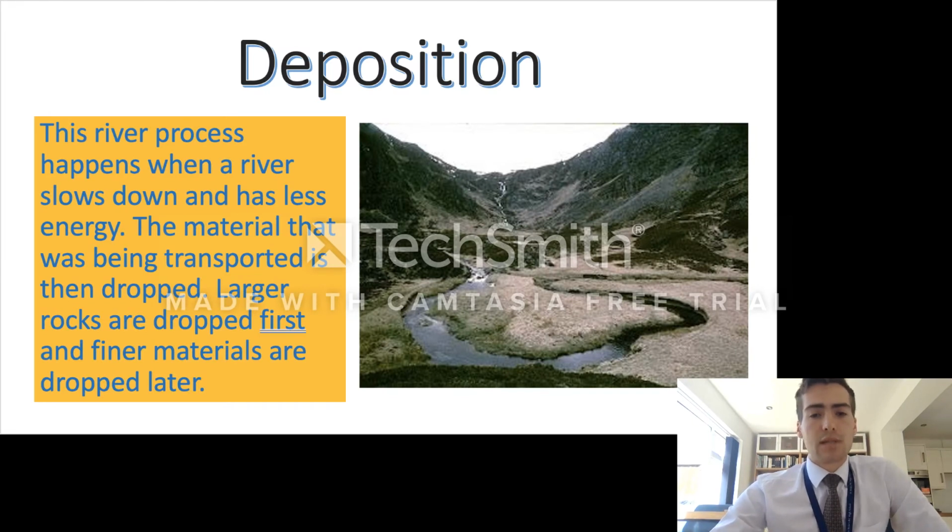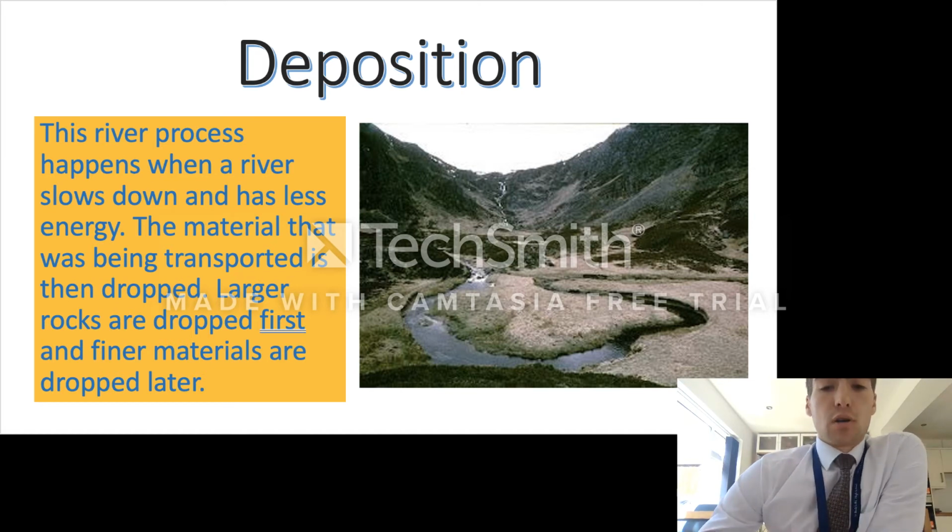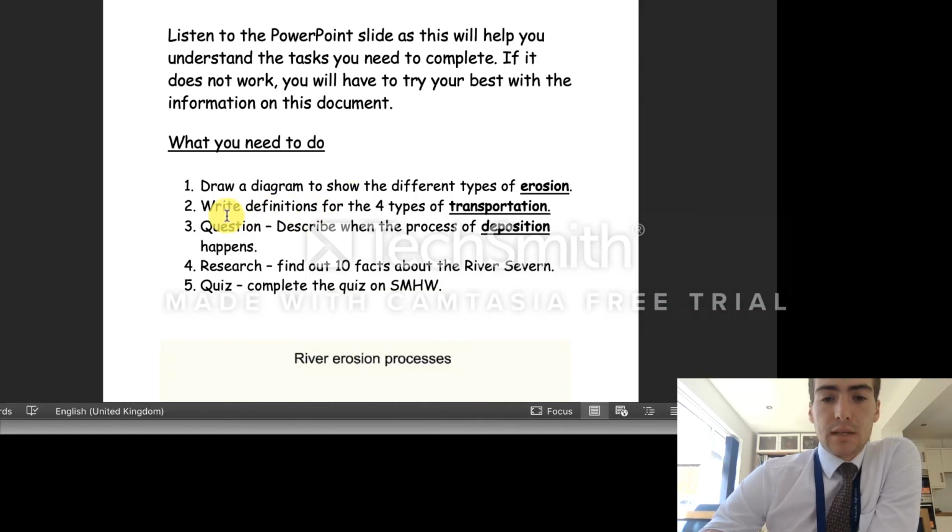This river process happens when a river slows down and has less energy. The material that was being transported is then dropped. Larger rocks are dropped first and finer materials are dropped later. So that's all to do with the weight of them. Okay. If something's really heavy, it's going to be dropped much sooner. If it's really light, it's going to travel a long way. So your task for deposition is a question.